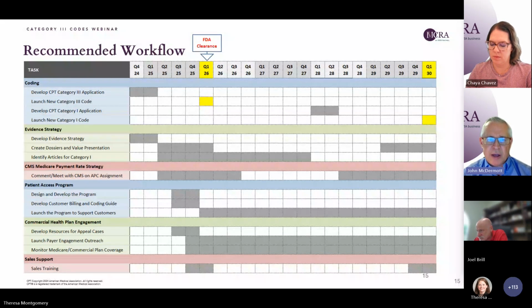And then, as you're leading up to the launch of the Category 3 code, create dossiers, create a value presentation for payers, create a value presentation for hospitals, get your messaging, your marketing and value messaging down that includes both clinical and economic. That can be part of your launch package for at least Category 3.